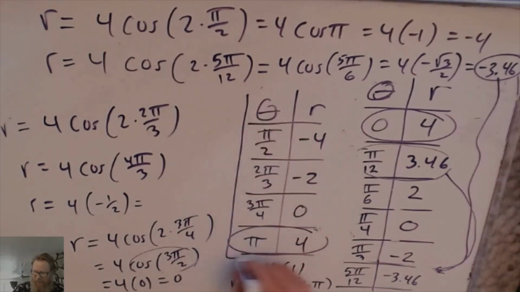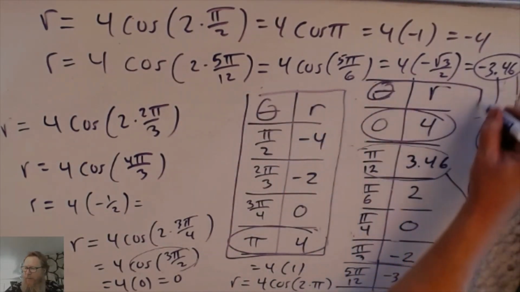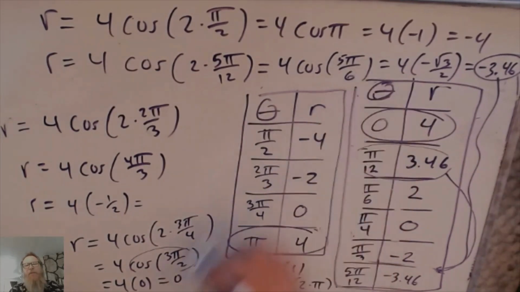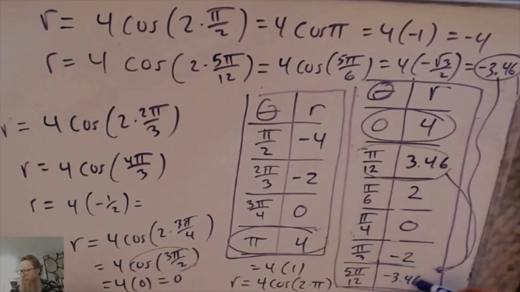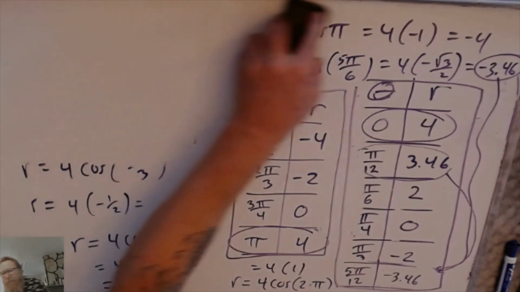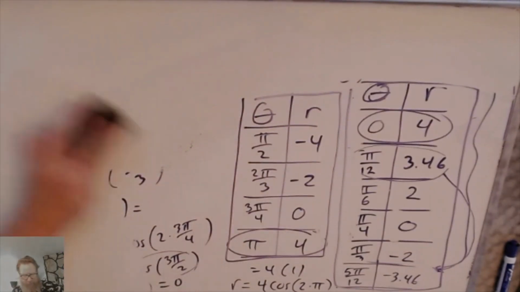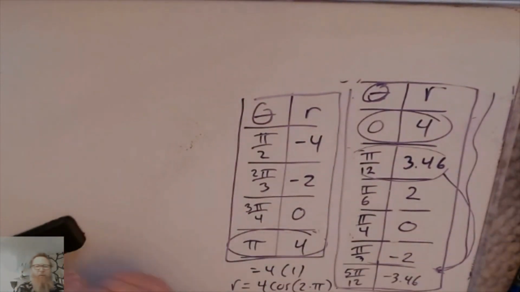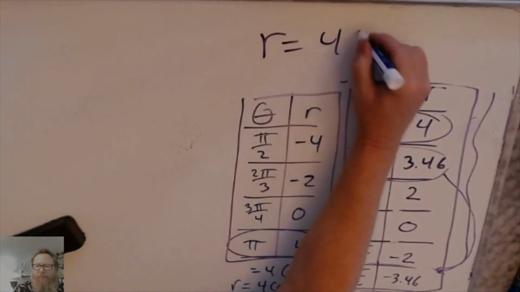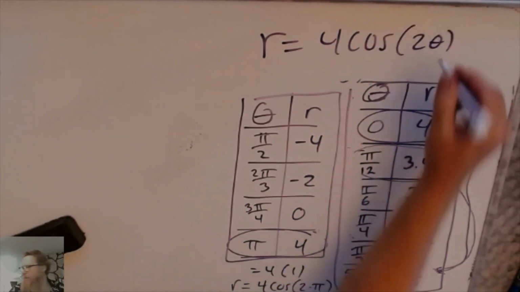Okay, so you've got all these points here. So you spend some time getting some good points. We'll plot the 3.46s. We'll plot them as 3.5 if necessary. You might want to remember what the function is. It's r equals 4 cosine double angle 2 theta.